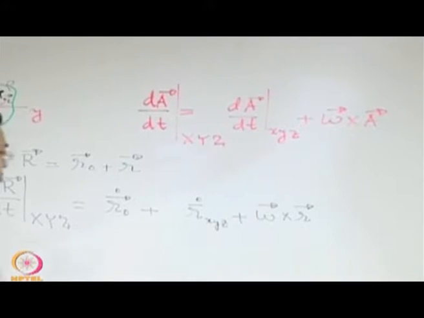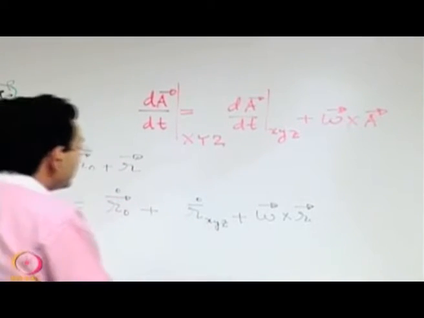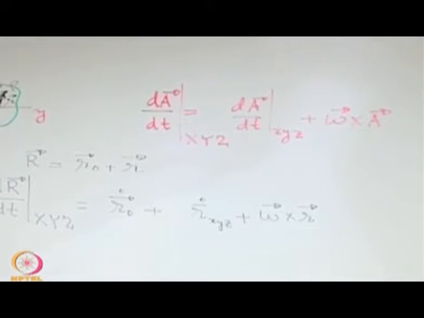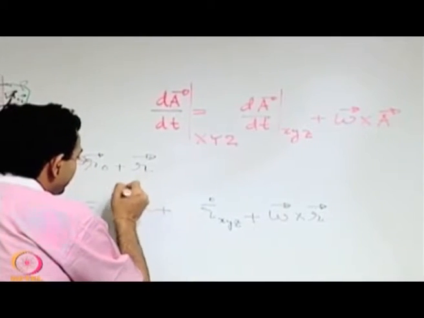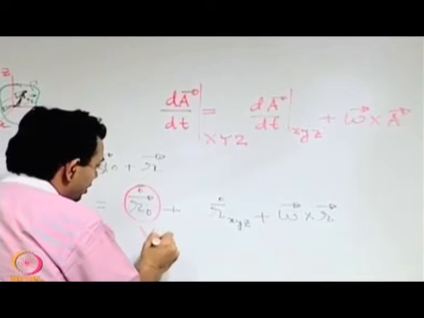So, if you try to figure out what the implications of these different terms are, let us just try to understand. This is nothing but the velocity of the control volume.